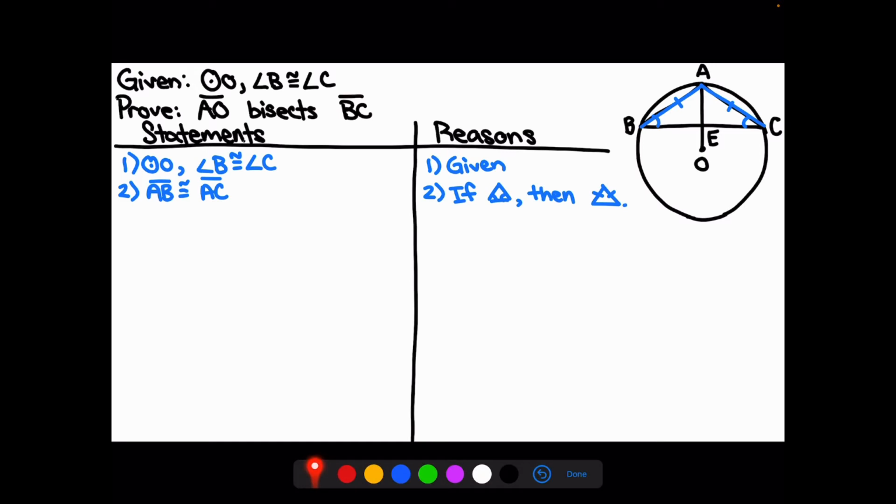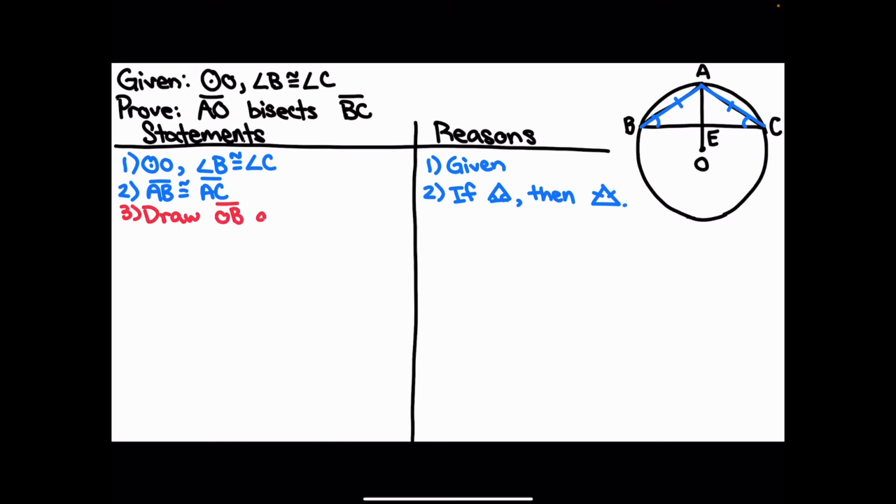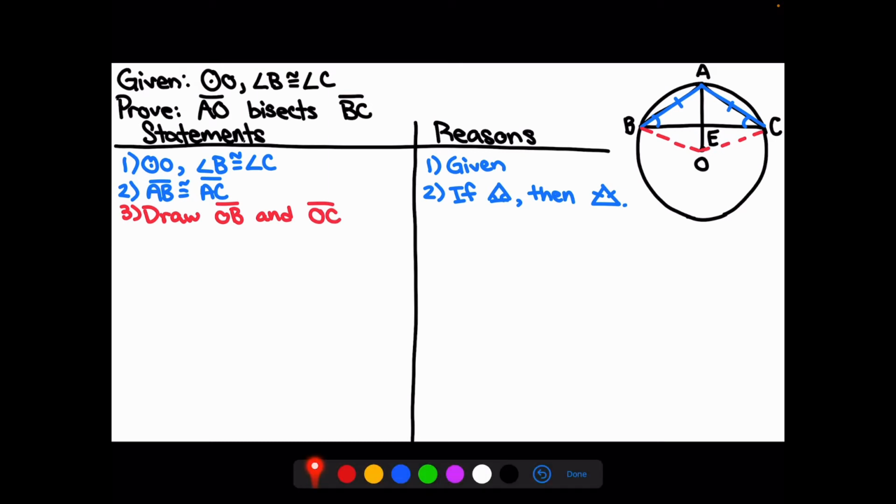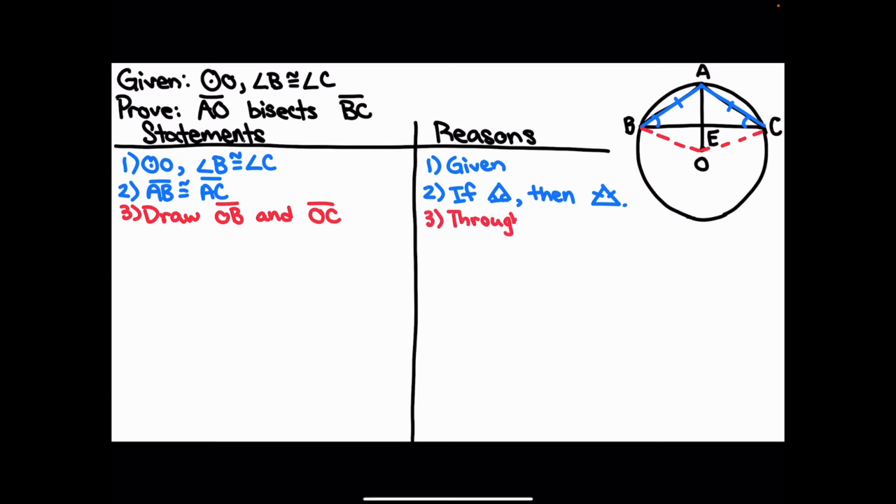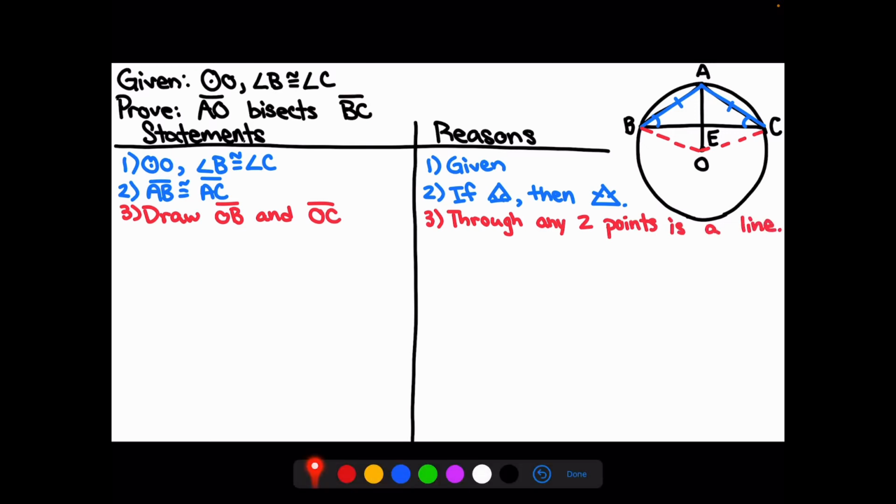From here, we know that we have two segments that we can draw to make an auxiliary line, and this is going to make larger triangles for us. So I draw segments BO and OC. The reason that we can do that is that between any 2 points is a segment. So we can create a segment, a line, or a ray through any 2 points.